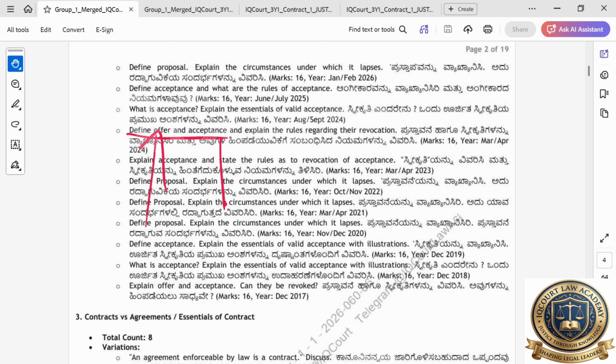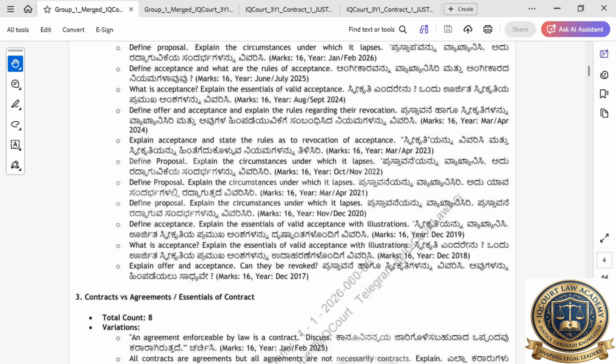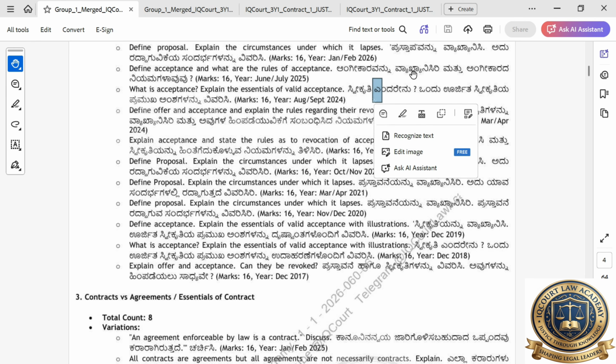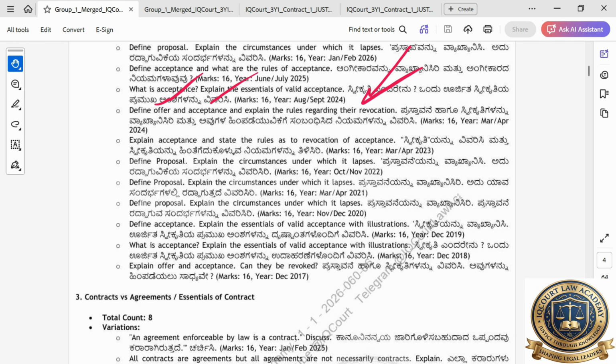Define offer and acceptance. Explain how both are different. You have to offer, and the person has to accept. Explain the rules regarding their revocation, meaning cancelling the offer or acceptance, when they can cancel. Explain acceptance and state the rules as to revocation and acceptance.